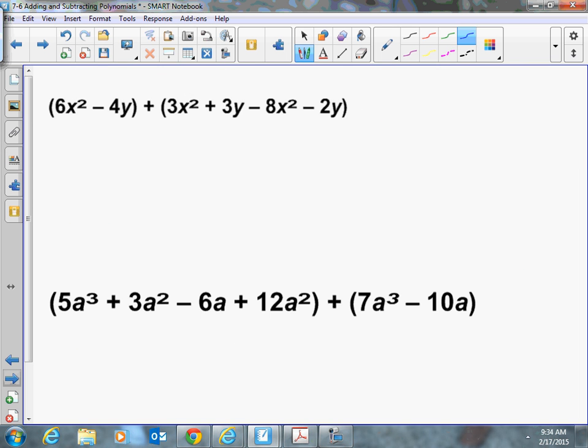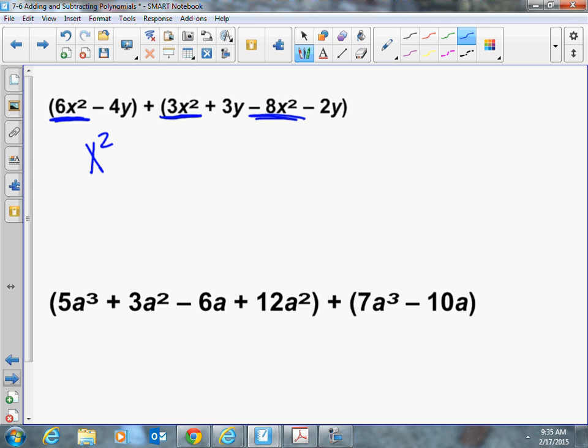Okay, let's move on. This one looks a little bit complicated, but I can do it. I look for my biggest exponent. I see I've got an x squared. What else can that 6x squared combine with? Well, it could combine with that 3x squared. It can also combine with this negative 8x squared. Let's combine all those together. 6x squared plus 3x squared is 9x squared, minus 8x squared just gives me 1x squared, or x squared.